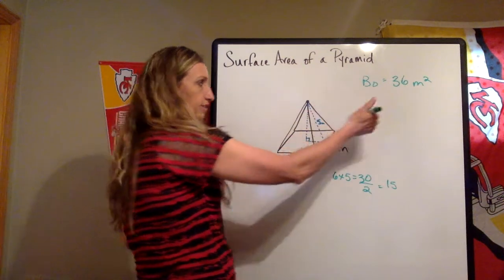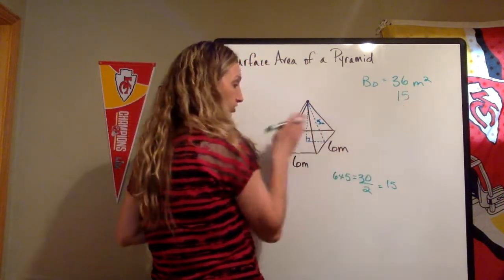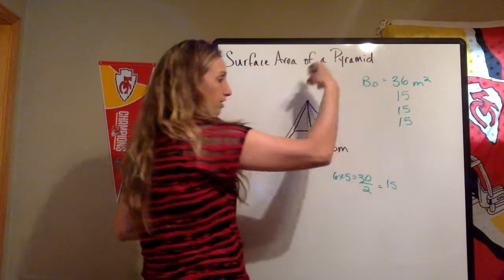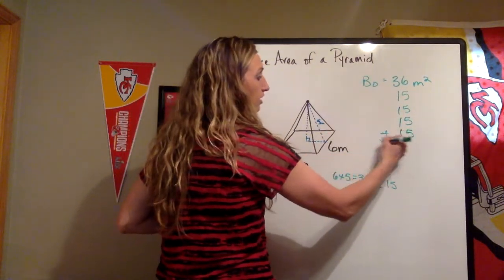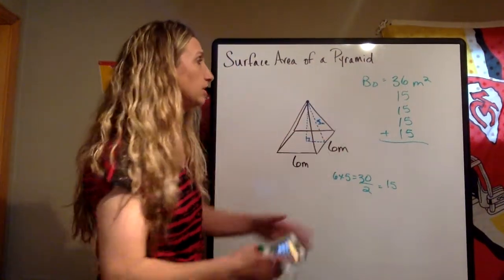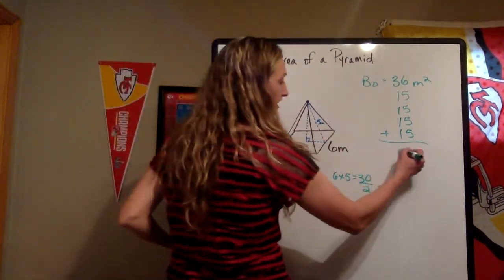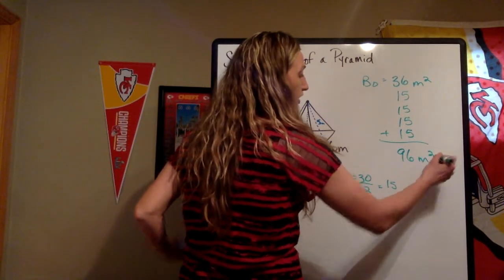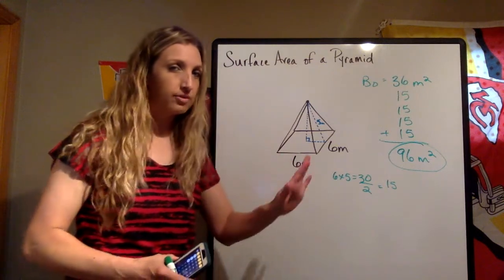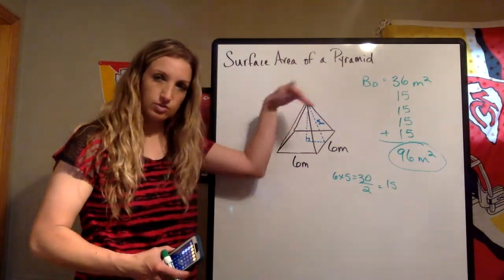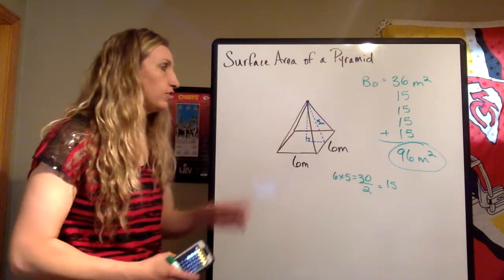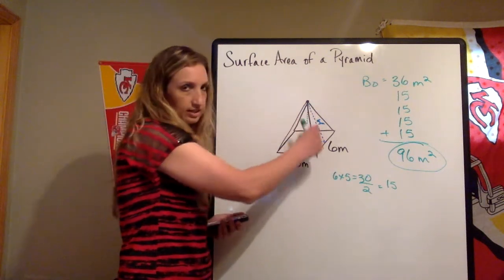So this triangle has an area of 15, this triangle has an area of 15, the one over here has an area of 15, and the one in the back has an area of 15. And we add all of those up. 15 and 15 is 30, 60, 60 plus 36, that would be 96 meters squared. All right, so all of the triangle faces were exactly the same because we have a square base. This is very doable as long as we're given the slant height.